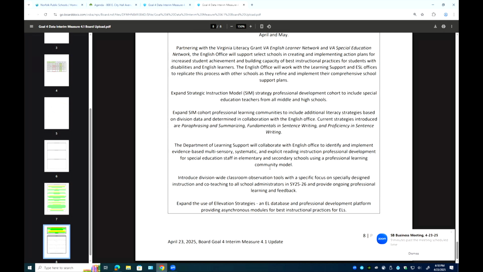Current strategies included are paraphrasing and summarizing, fundamentals in sentence writing, and proficiency in sentence writing. So those specific areas came from our data from our students with disabilities. Specifically, that's where the highest needs are. So that's why we focus there, and we'll continue to look at data to add different strategies to our SIM cohort.